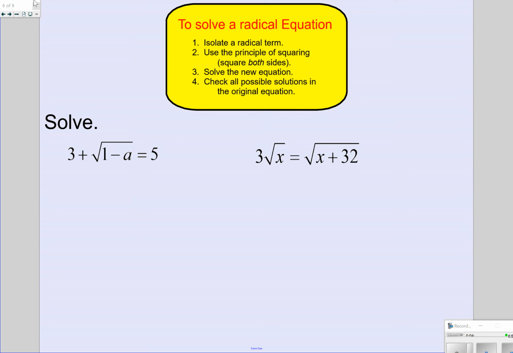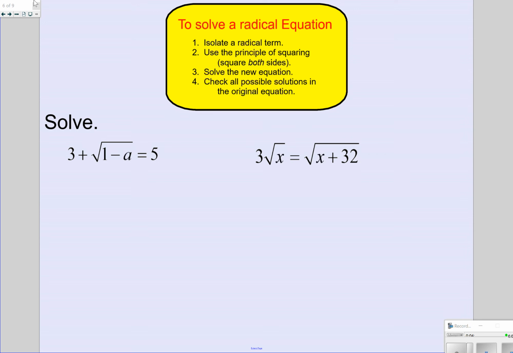But before we do, let's look at a step-by-step approach of how to solve all radical equations. Step 1 is to always isolate your radical term. And then step 2, you use the principle of squaring, where you square both sides. In step 3, you'll solve the new equation once you've eliminated that square root symbol. And then step 4, the important step of checking all your solutions into the original equation. So let's perform these steps.